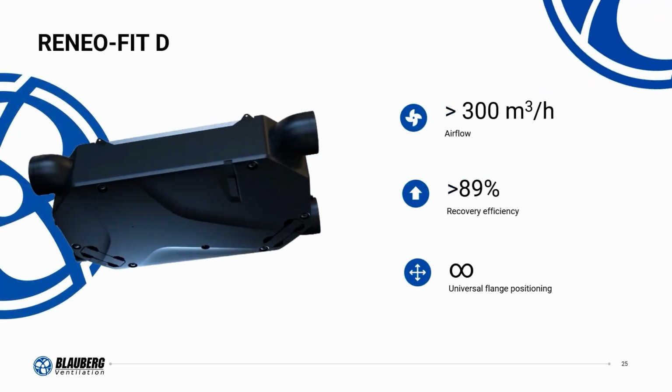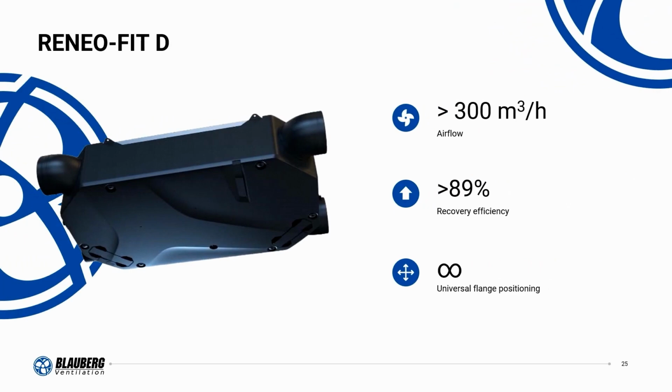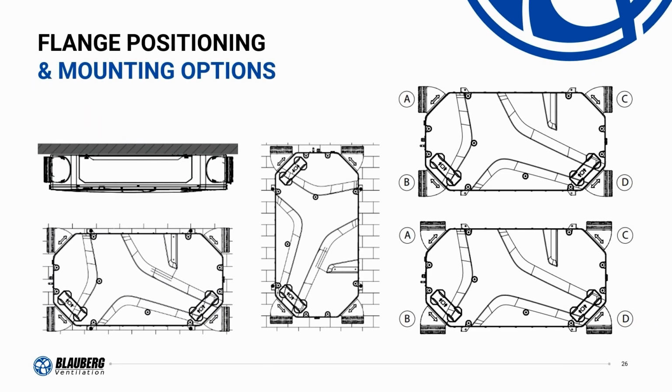The Reneo Fit D 150/200 can be used for larger spaces. Its compact casing and adjustable flange angles allow for seamless integration of the ventilation system into existing buildings. An additional feature includes the option for wall-mounted installation.